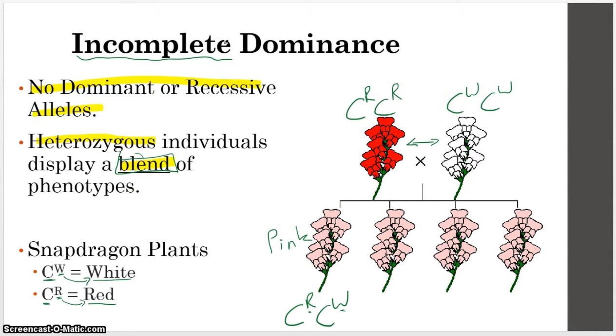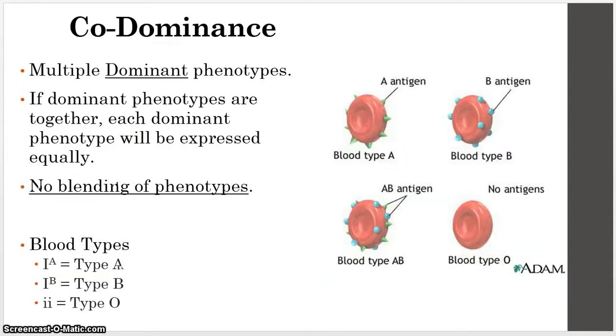Okay. The next example of non-Mendelian inheritance that we have is called codominance. So here, instead of not really having a dominant allele, here there are multiple dominant phenotypes. And if the dominant phenotypes are together, each dominant phenotype will be expressed equally. Keep in mind there's no blending here. The multiple dominant alleles will be expressed equally.